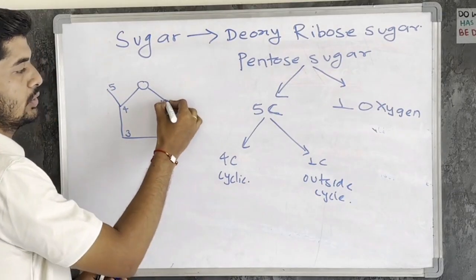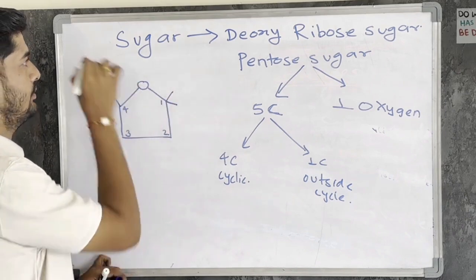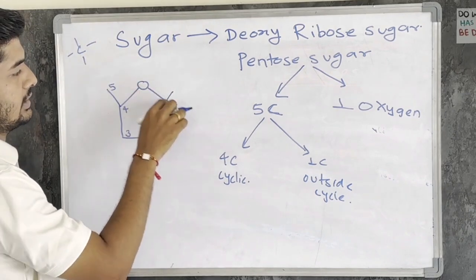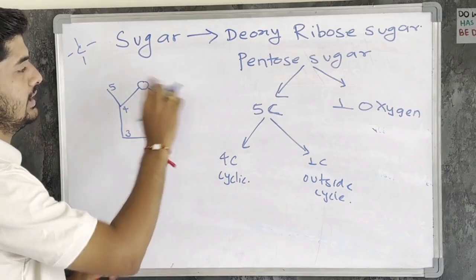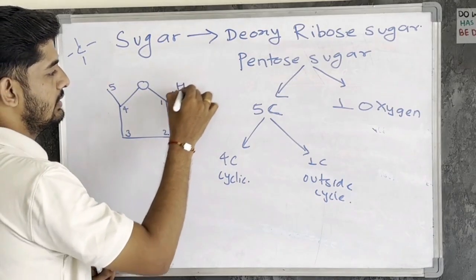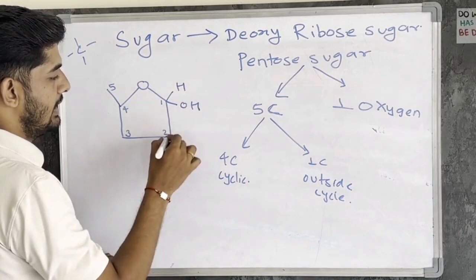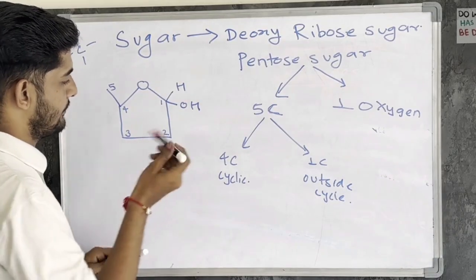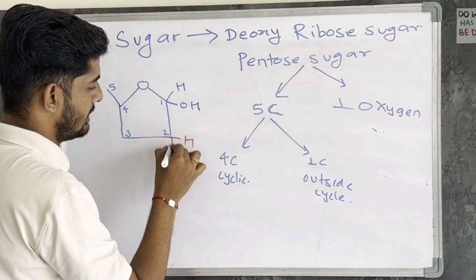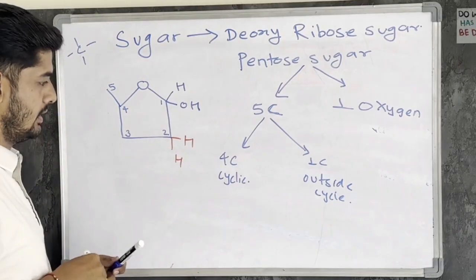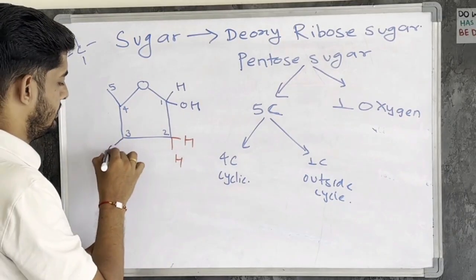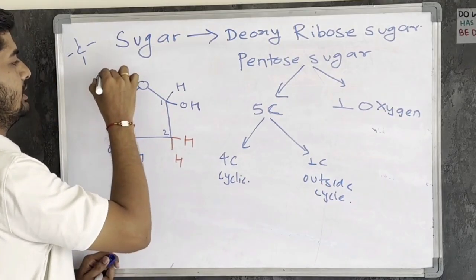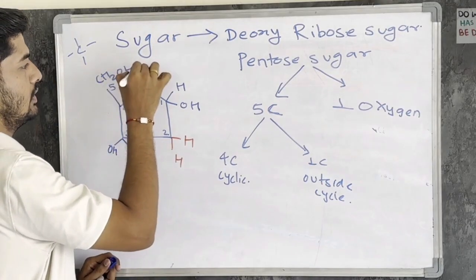Now there are two bonds that will be free, as carbon has a valency of 4. The 2 valencies are completed by this bond and the bond with the other. So the 2 valencies are free. So there will be the presence of H and OH. And at the second carbon, there will be only hydrogen and hydrogen. While at the third, there will be H and OH both. And at the fifth, there will be CH2OH.